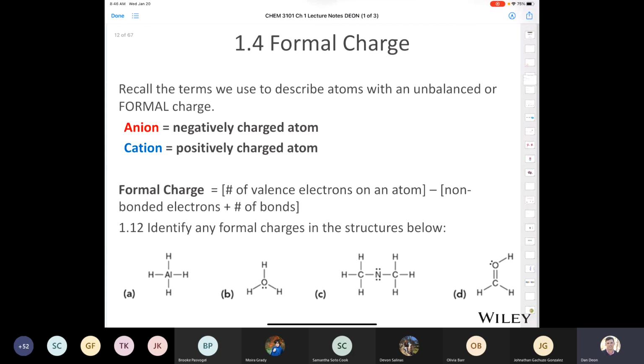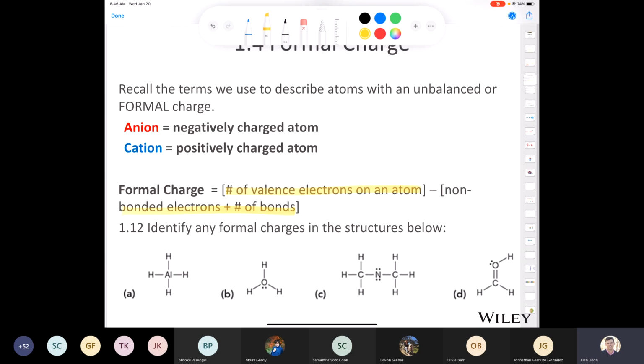We can do this one really quickly. You should know what an anion and a cation are by now, and you should know how to calculate formal charge. Formal charge is a really easy formula. I have an abridged version of calculating formal charge. This is the textbook's version: number of valence electrons of an atom, subtract non-bonded plus number of bonds.